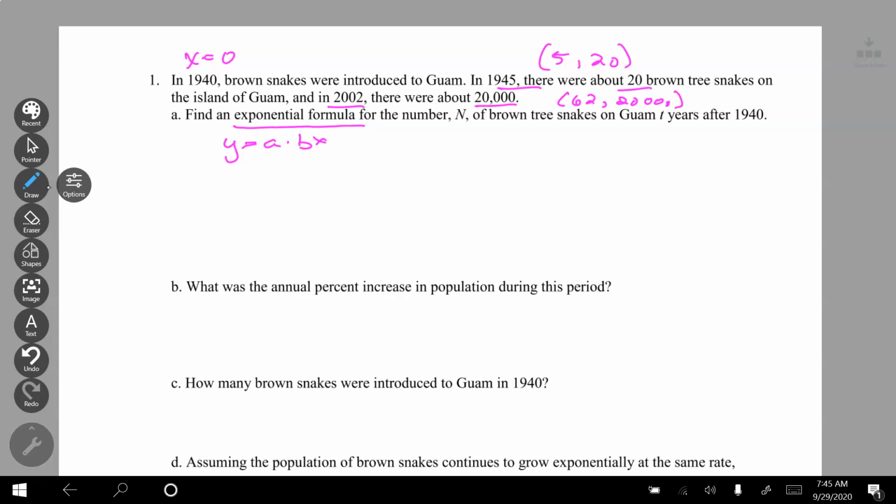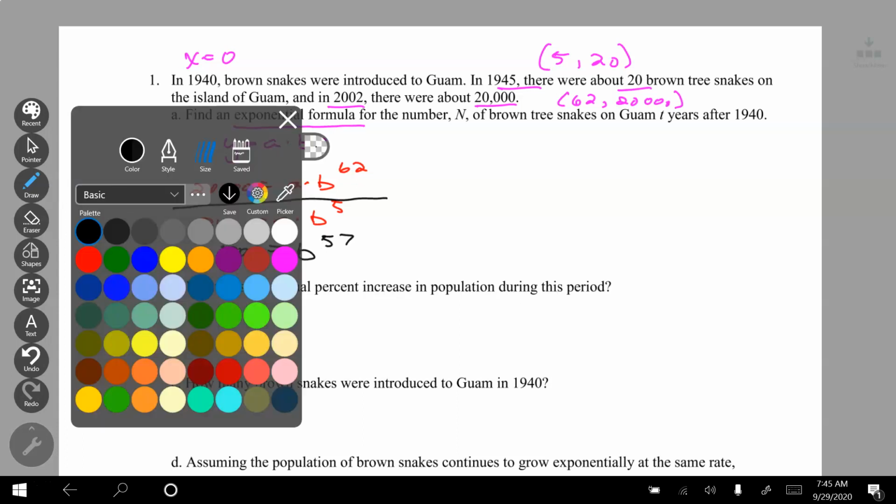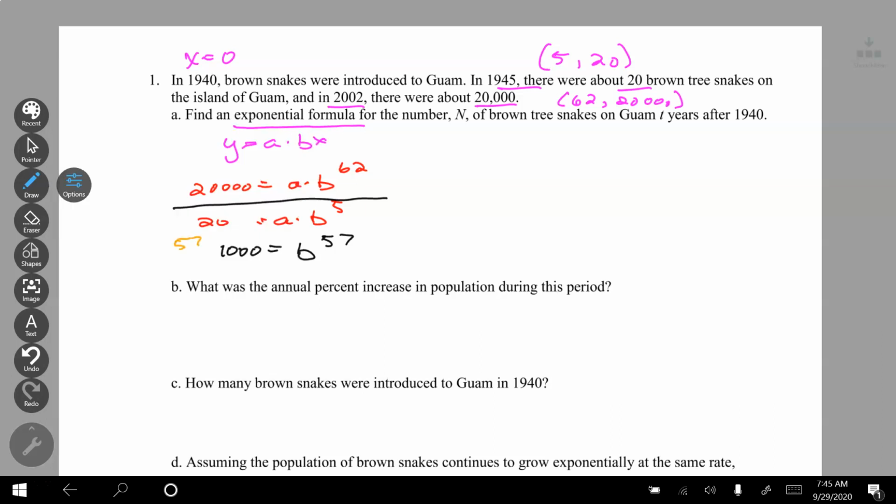So the only way to do this when I don't have the initial value is to make a system. 20,000 equals a times b to the 62 power, and 20 equals a times b to the 5th. I'm going to divide them out. I get 1,000 is equal to b to the 57th power. That means I need to take the 57th root of 1,000, and I get b is about 1.129.